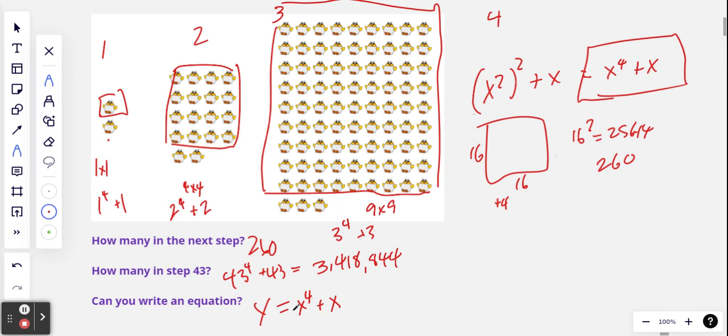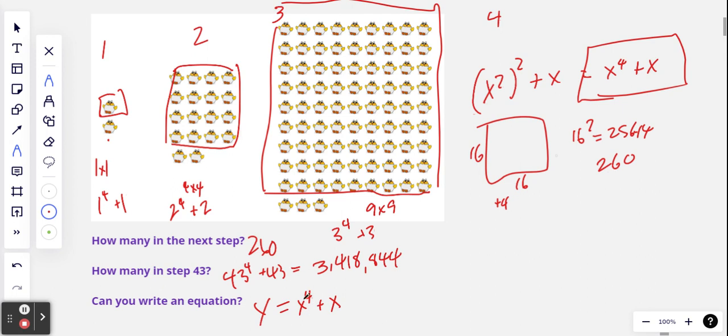I think this is the first time we've had a 4th power in one of these patterns. So, a second power is called a quadratic. A third power would be a cubic. So this is a quartic equation or quartic pattern because it's got a fourth power as its highest term.